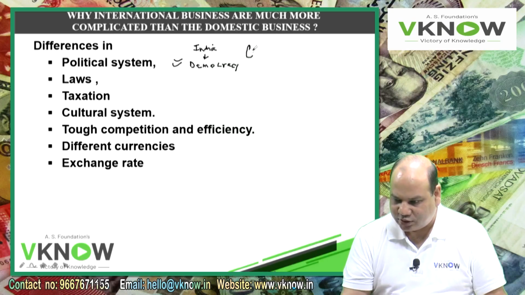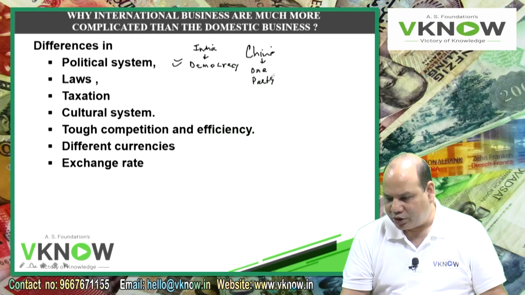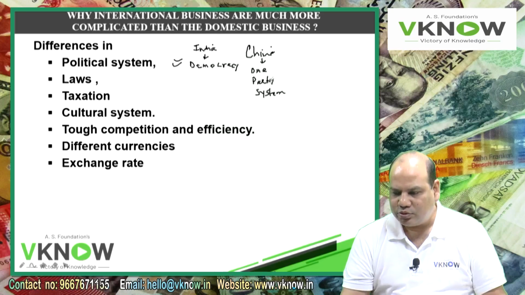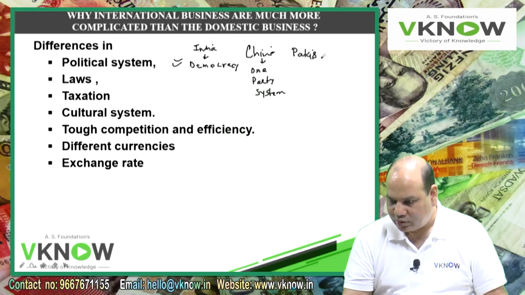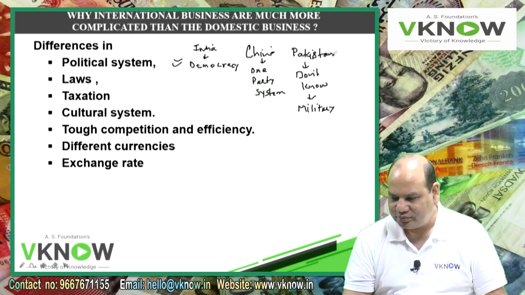But in some countries like China, one party system, that means not anybody can float any political party and start shouting against the government. You can't shout against the government. One government decides everything. Then our friendly neighborhood country, Pakistan, they call it democracy, but the military has a lot of interference in the political process. Some countries may have monarchy like Bhutan.